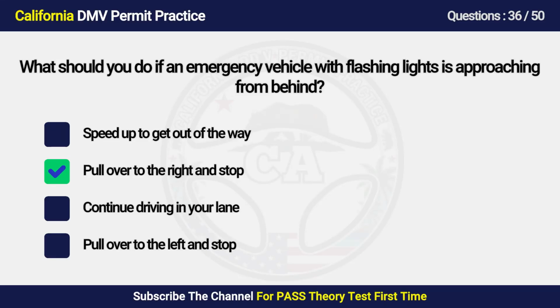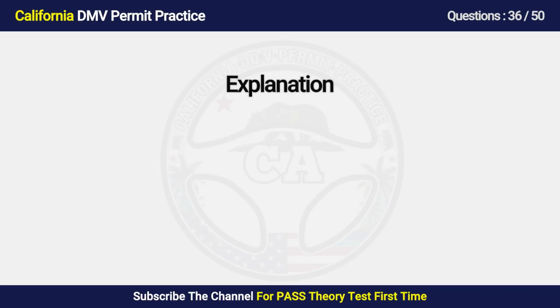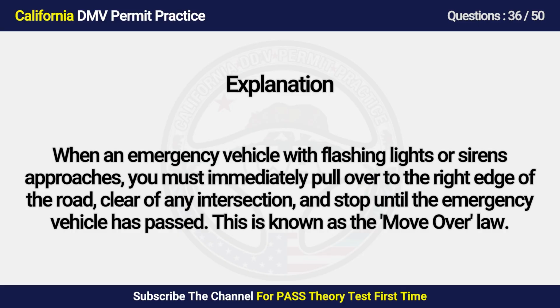Answer is B. Pull over to the right and stop. When an emergency vehicle with flashing lights or sirens approaches, you must immediately pull over to the right edge of the road, clear of any intersection, and stop until the emergency vehicle has passed. This is known as the move over law.